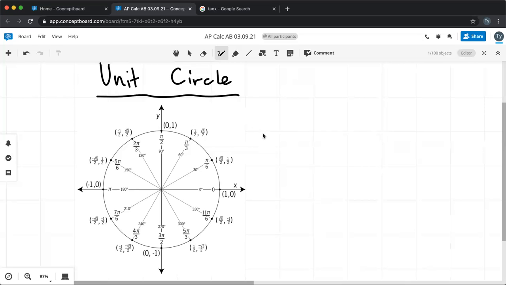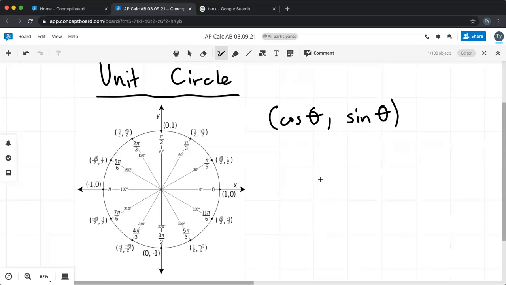So there are a couple things you need to know about the unit circle. It's called the unit circle because the radius of this circle is 1, or 1 unit, right? We can see that by taking from the center of the circle to over here, along the x-axis. That is a distance of 1 unit. Another thing you need to know is that all of these coordinates are measured as cosine of the angle for the x and sine of the angle for the y.